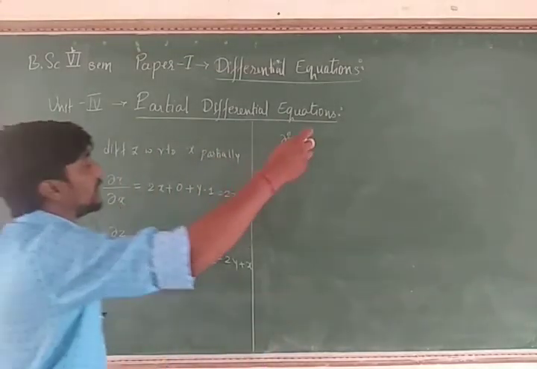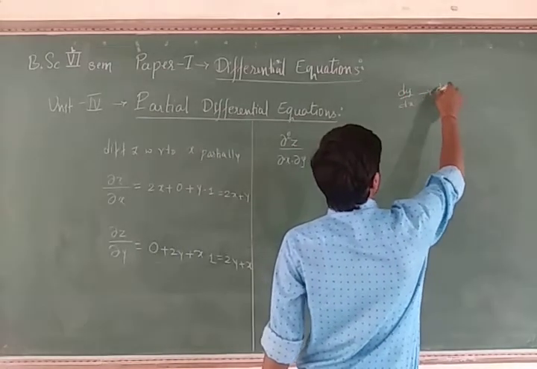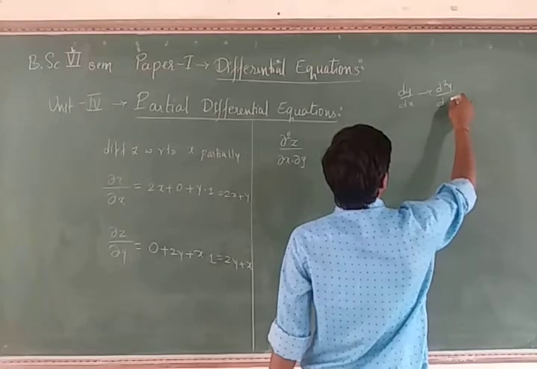We have the dy by dx. So we have dy by dx. It is differentiated again. What will happen? D square divided by dx square.